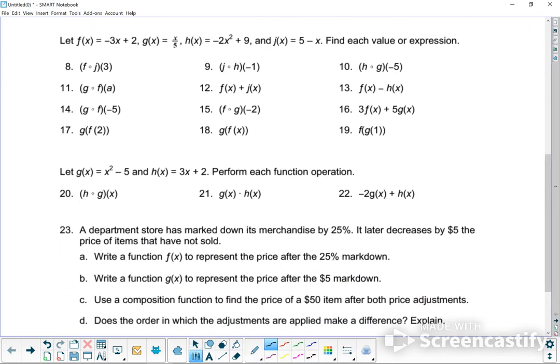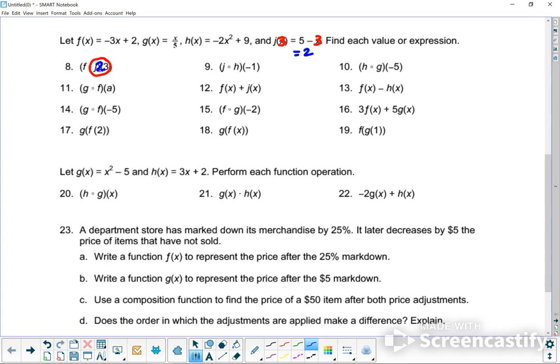So number 8 is a composition, and you want to start with this, right? You want to put the 3 in place of the x in function j. So if I put 3 here, j of 3 is going to be 5 minus 3, which is 2. So j of 3 is 2.